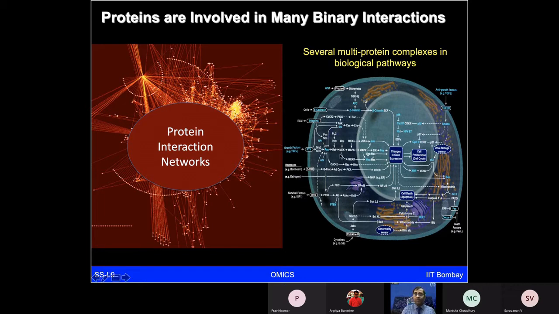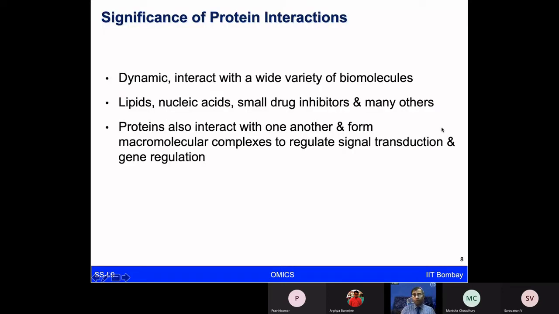Also, on the right hand side, you can see several multi-protein complexes which are involved in biological pathways. One could see in this complex image how different proteins interplay and play an important role, which can govern these biological pathways and biological functions. So I'm sure now you are aware and convinced that these protein interactions are very useful. They are dynamic. They interact with a wide variety of biomolecules, and their interactions regulate different signal transduction and gene regulation activities.